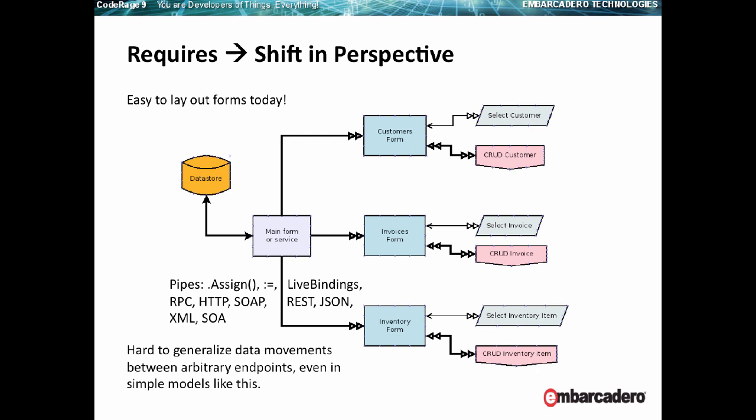So it's really easy to lay out forms today. The problem is it's hard to generalize the data movements between arbitrary endpoints, even in simple models like this. And if we look at the pipes here, we have several different mechanisms we can use to actually move the data. We can use a .assign method. We can have the assignment statement. We have live bindings. We have remote procedure calls. We can use HTTP. We can use SOAP and higher level protocols like REST and JSON, XML, SOA.